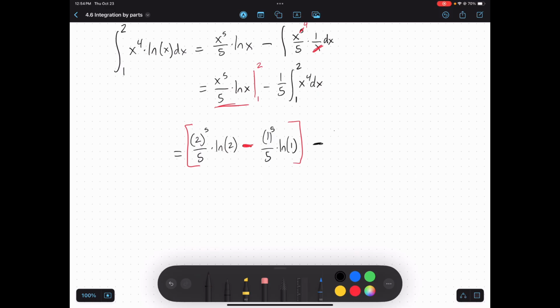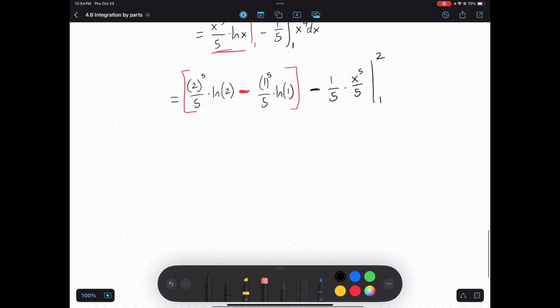Now over here, do I know the integral of x to the 4th? I absolutely do. My integral is x to the 5th over 5. And now that needs to be evaluated from 1 to 2. Okay, this piece, 2 to the 5th. I get 32 over 5 times natural log of 2.